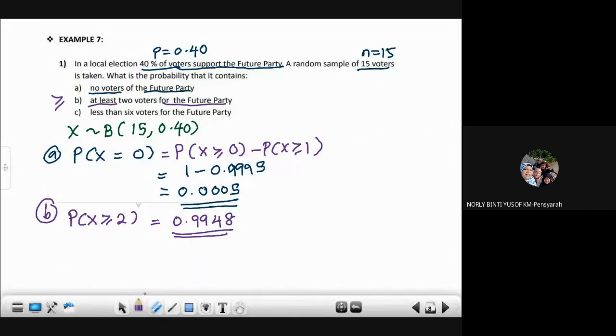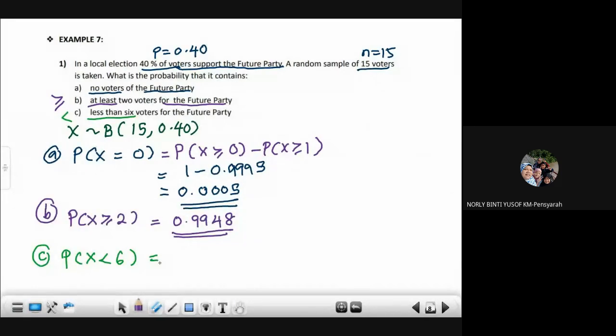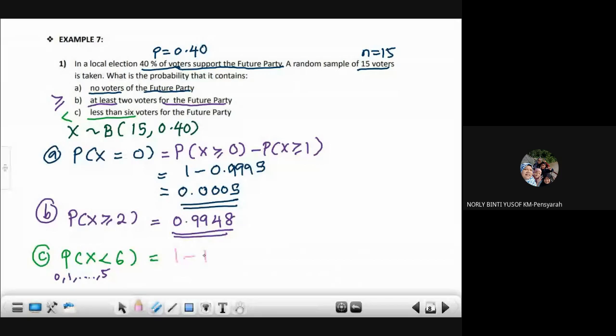Okay, then C pun sama for grade lesser than 6 sebab dia kata less than kan. So less than simbol dia lesser lah. For future party juga. So masih event yang sama, P dia 0.4 lah. So sama juga for lesser than 6 kita tak boleh baca table. So discrete kita 0 hingga 5 lah kan sebab 6 tak termasuk. So kita pakai total probability 1 minus probability of X greater or equals to 6. Kita nak discrete 0 to 5 tapi kita nak baca greater or equals to value, simbol dia dekat table. So pakai total probability. So yang nak baca adalah greater or equals to 6. So baca 6.